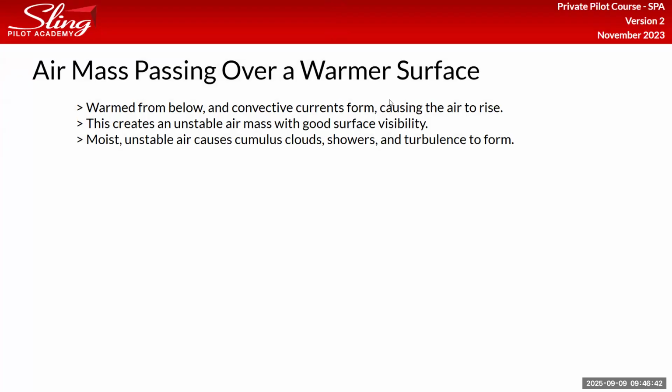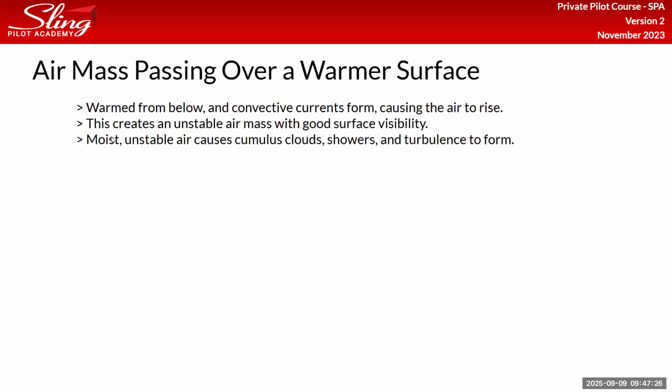So if you have an air mass passing over a warmer surface, then you're warming that air mass from below, which means you're getting convective currents. Remember we talked about convective currents from the ground. The surface is warming faster than the air. You're getting that air rising, warmed from underneath, causing the air to rise. So this creates, again, an unstable air mass, because you're creating warm air that's rising. That rising air is creating instability. Okay? Moist, unstable air creates cumulus clouds. You should know this from before.